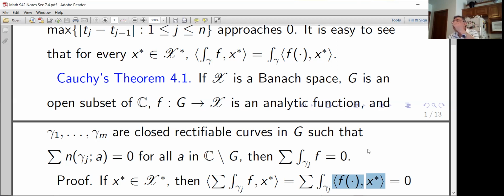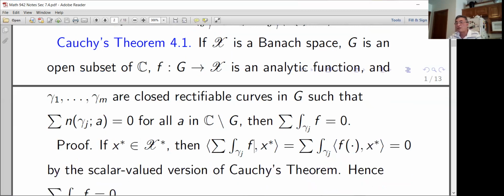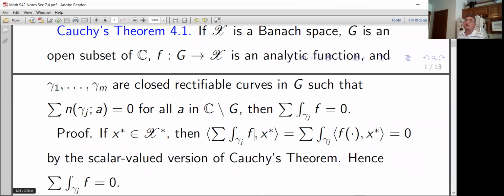So then we use the scalar case of Cauchy's theorem. For this analytic function, we can apply the scalar case of Cauchy's theorem. We get 0. So this says that for this integral, you take the inner product with any continuous linear functional, you get 0. Then this must be 0. And this is the proof of Cauchy's theorem.